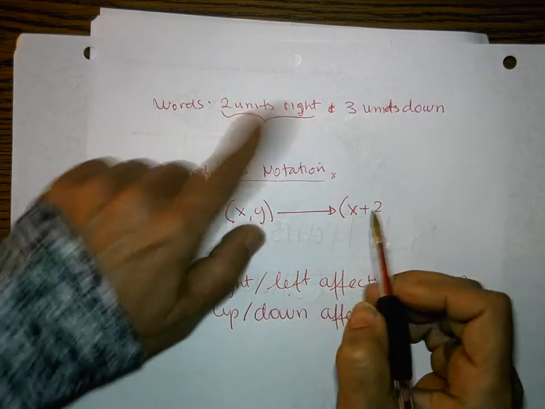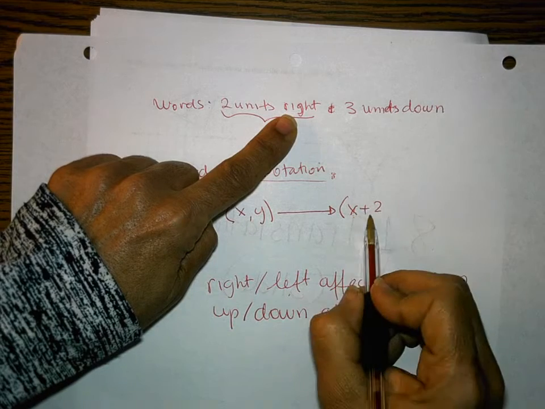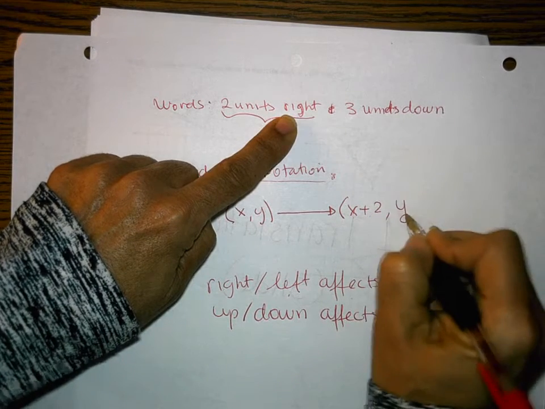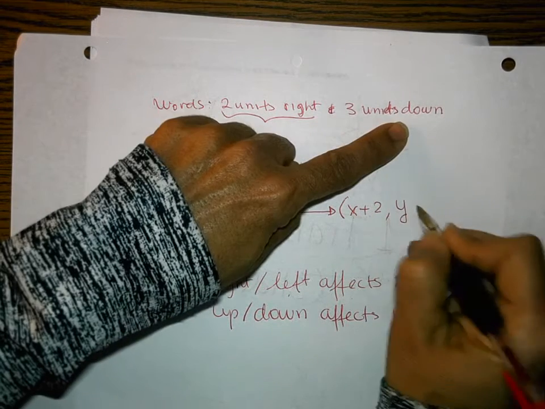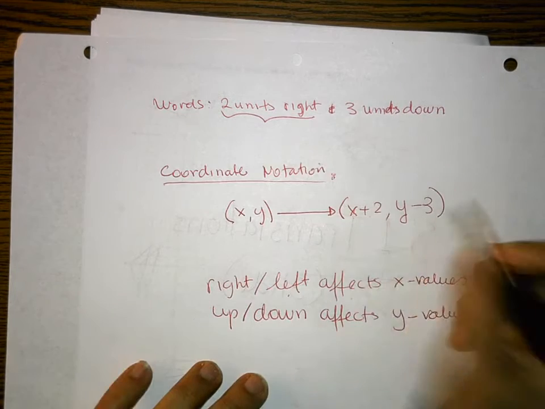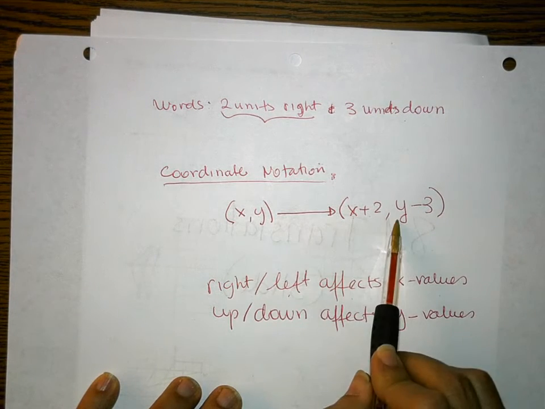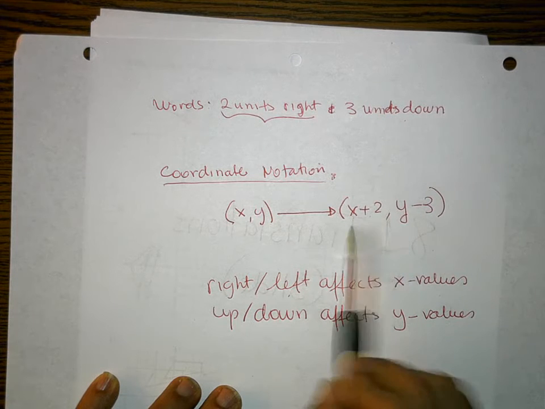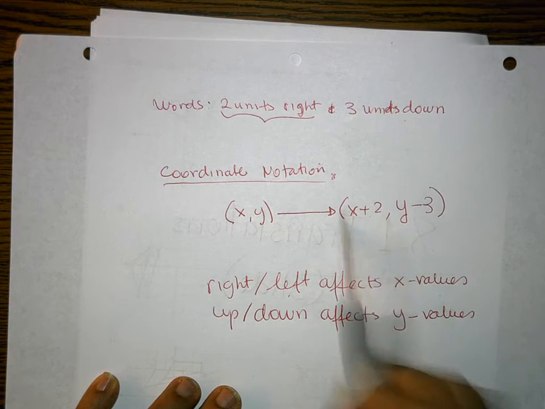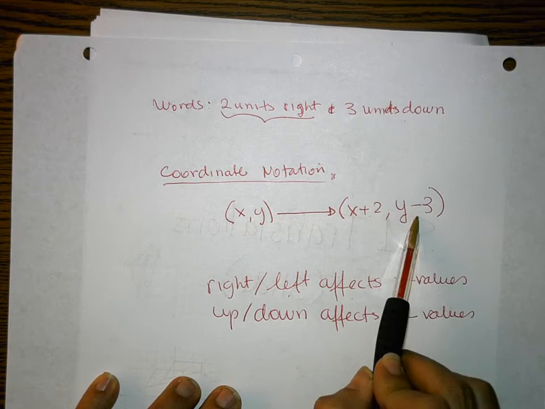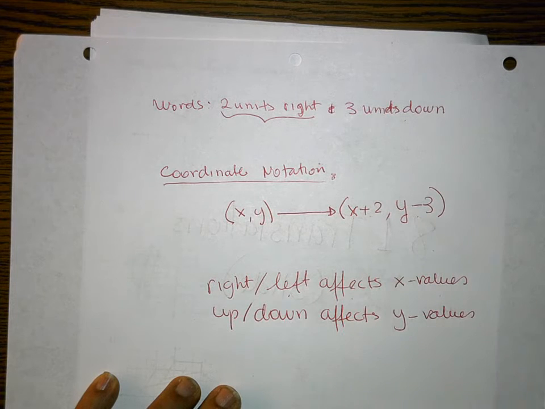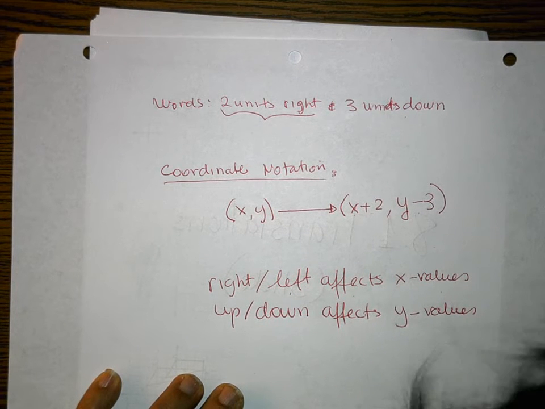So 2 units to the right is x plus 2, and then the y values got 3 units down, so I subtract 3 units. So I have it in words, and I have it in coordinate notation. That's what we want over here. We want coordinate notation. This tells me you move 2 units to the right and 3 units down. Let's do another example so you can see what happens if I say left and up.